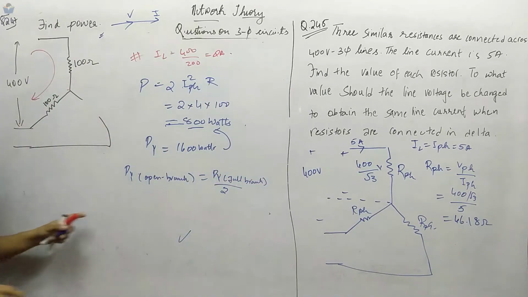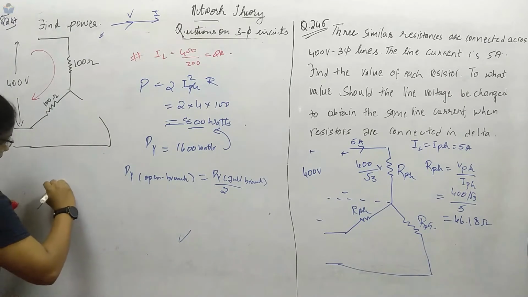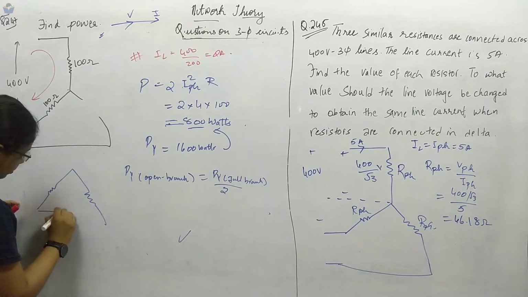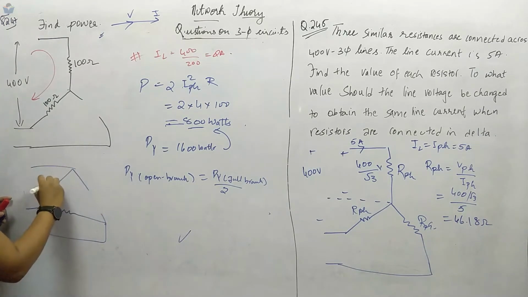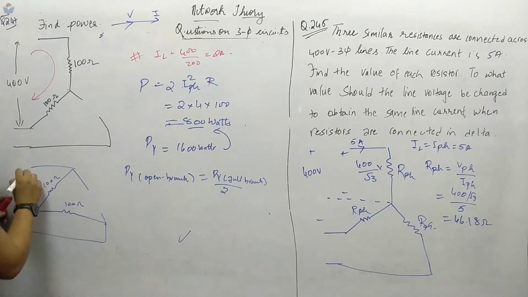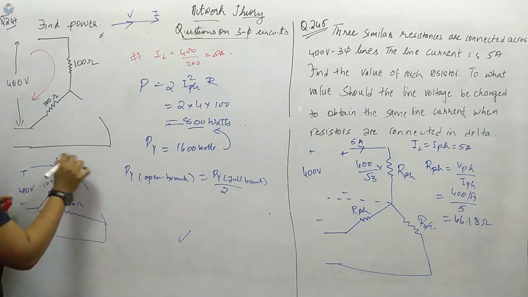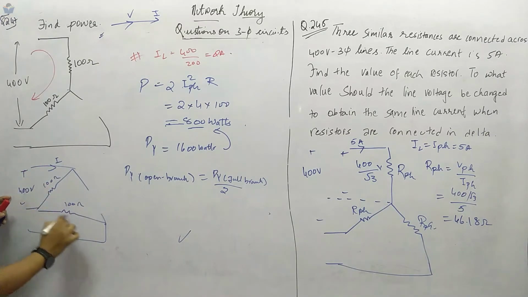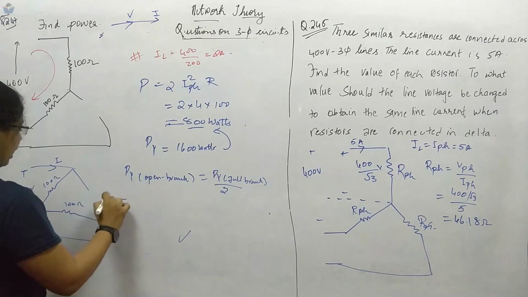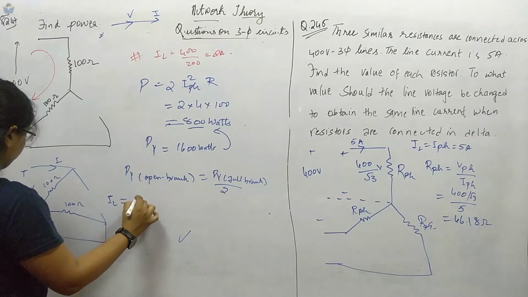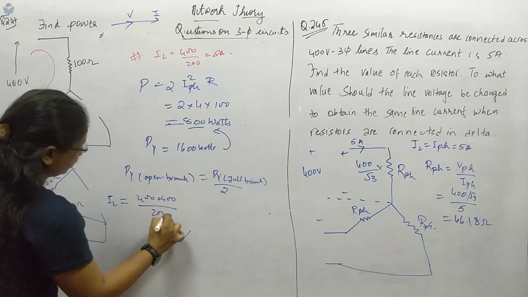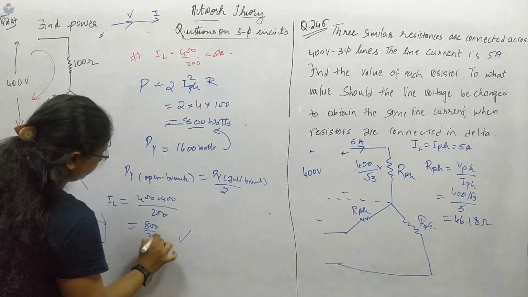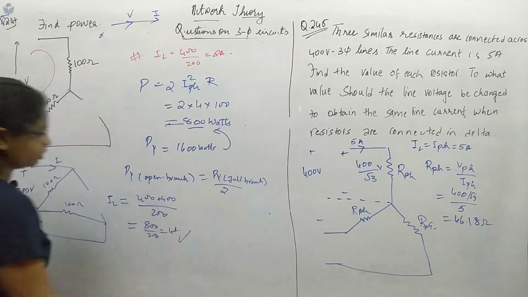Okay. Now coming to delta. Let us take this branch as open. So now here we have 100 ohm, 100 ohm, and this is 400 volt. We have to find the current. So let us move in this direction. Here also it is 400. So what you will get? I will be equal to 400 plus 400 divided by 100 plus 100. 800 by 200, you will get 4 ampere as your current.